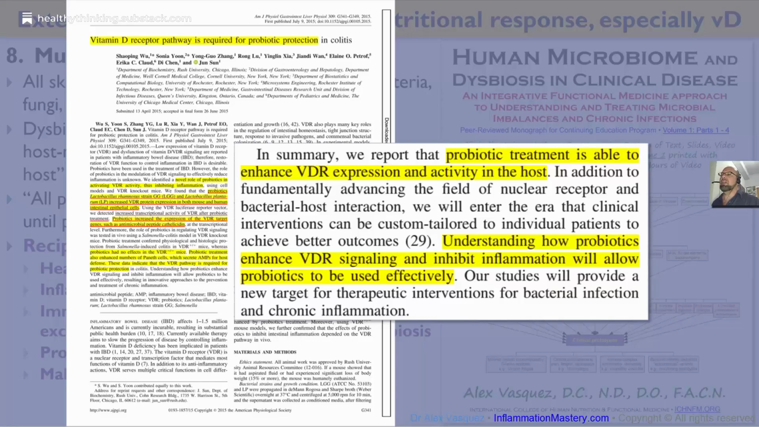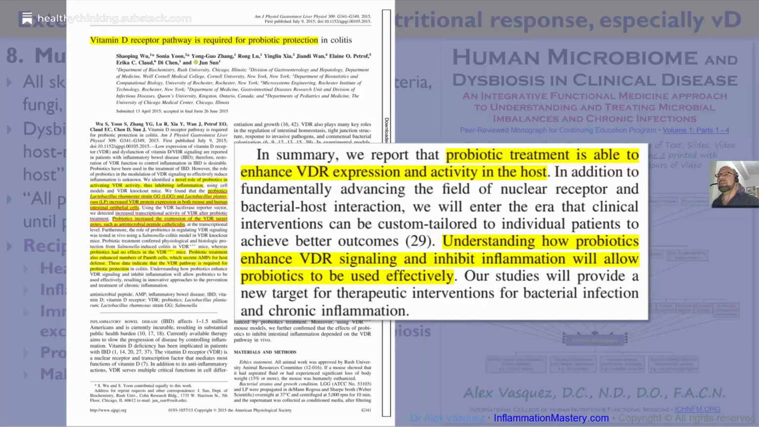So again, what we're looking at here is another reciprocal relationship. Vitamin D promotes a healthy microbiome, but a healthy microbiome, here exemplified by probiotic supplementation, also enhances the reception and function of vitamin D by increasing the expression of the vitamin D receptor. So we see this circular relationship where vitamin D promotes a healthy microbiome, and a healthy microbiome promotes healthy vitamin D reception and metabolism.